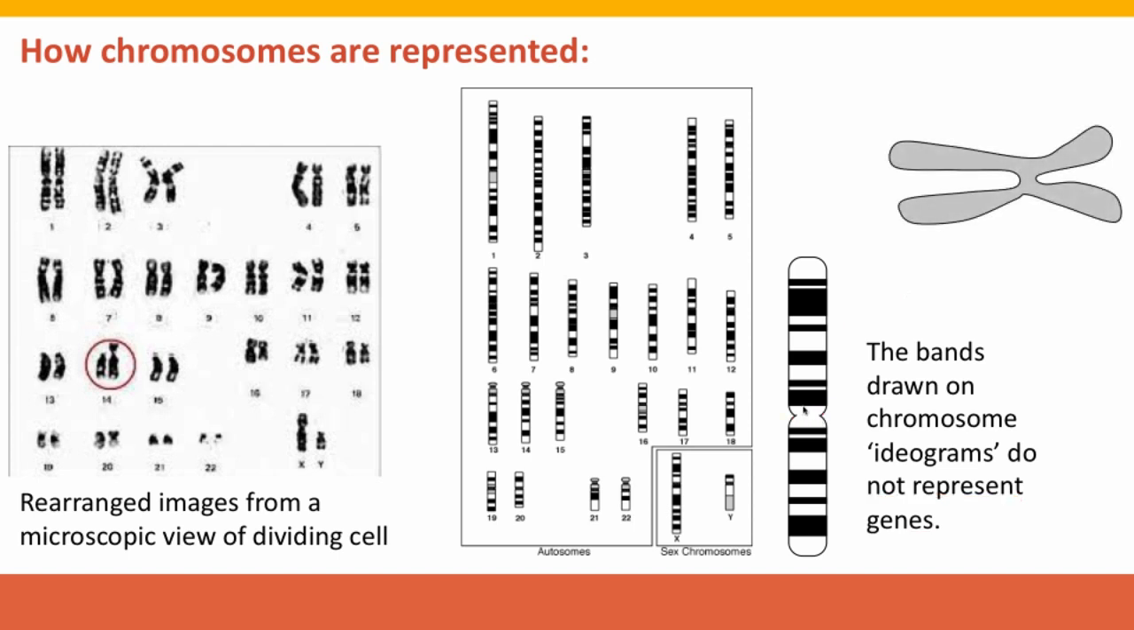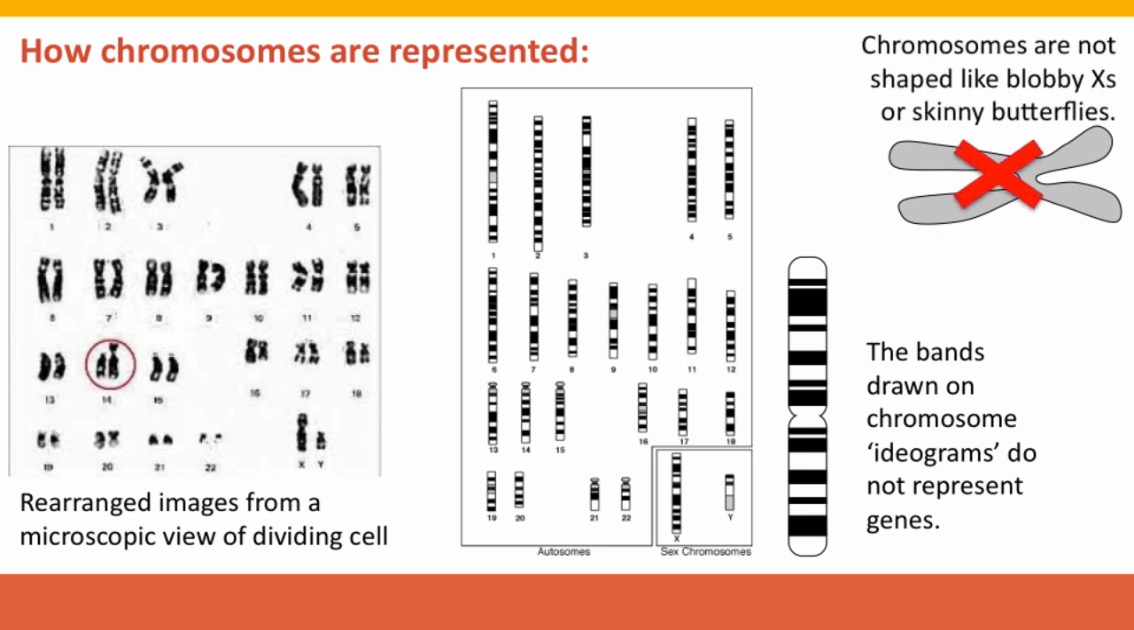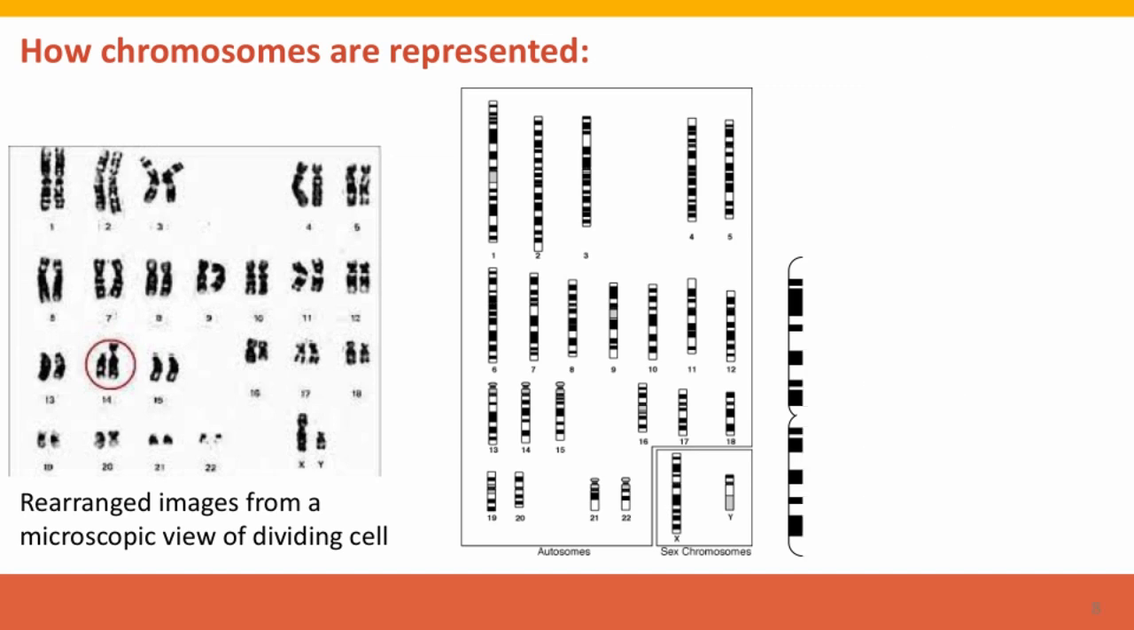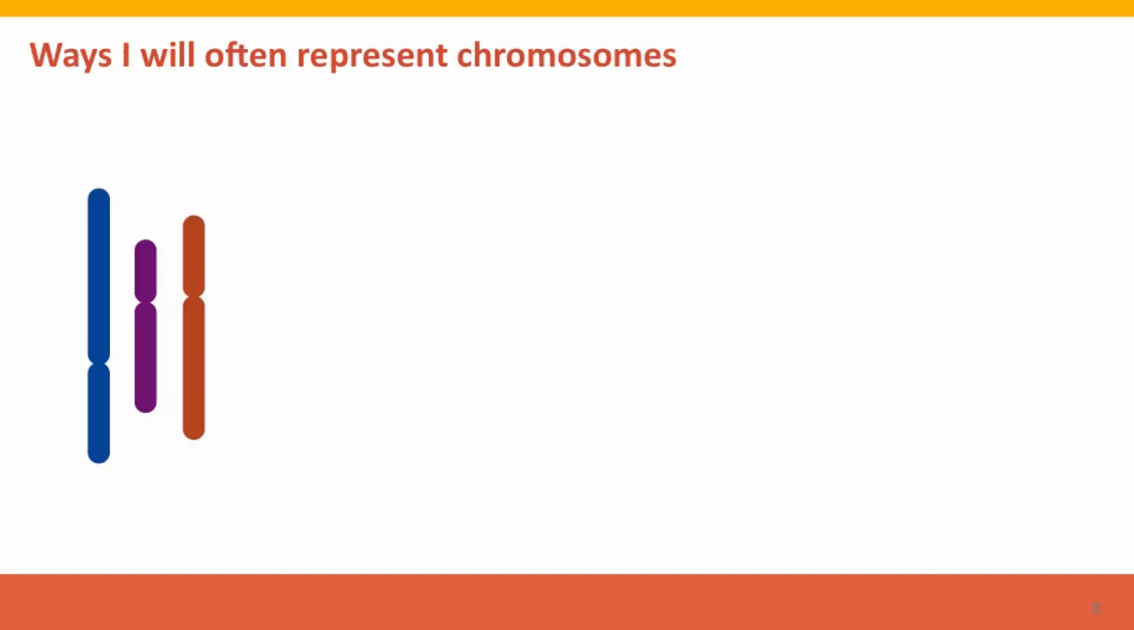Now, teachers and students often represent chromosomes as sort of fat, blobby X's or skinny butterflies, or they'll just draw a pair of lines like that, like an X, and say, oh, there's a chromosome. That's not how chromosomes look, and it's best that you not represent them as that, because it will actually create confusion in your mind.